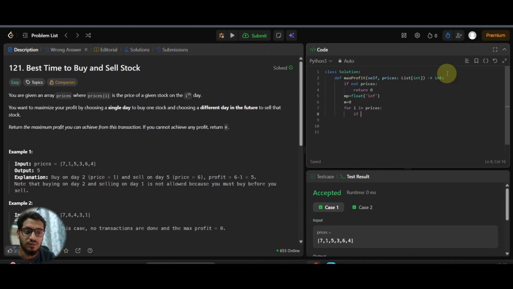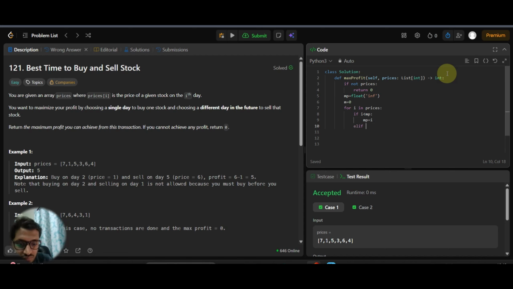I'll just check whether i is less than the minimum price. If it is less than the minimum price, then the minimum price will be i. Currently, just imagine the minimum price is a positive integer, a very large number. Let's imagine the first element is 7. Is 7 less than the greatest positive number? Yes, it is less. So the minimum price will be 7 right now. That's what we are assigning over here.